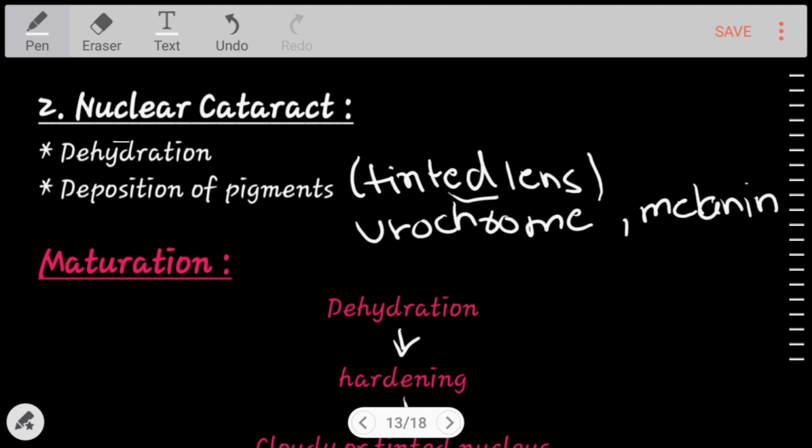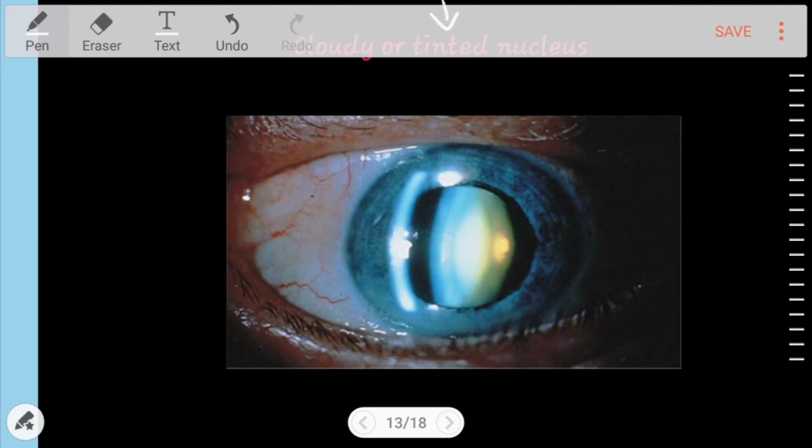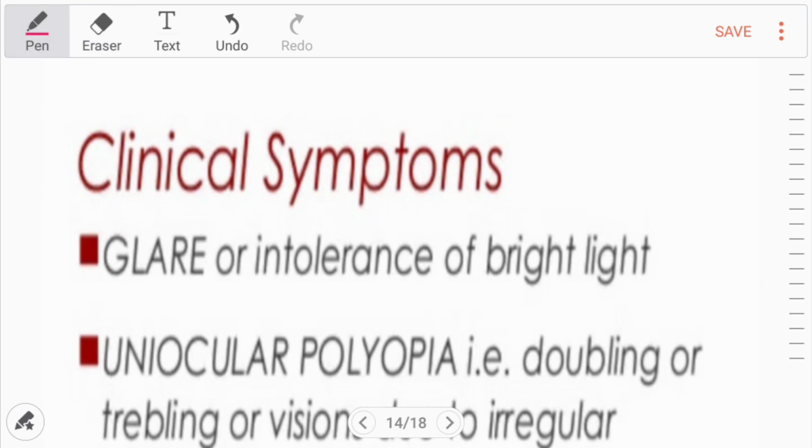Nuclear cataract etiology: dehydration of the lens, increase in water-insoluble protein, but total protein remains the same. Deposition of pigments like urochrome and melanin, which result in a tinted lens. Maturation: due to dehydration, the lens becomes hard and inelastic, which results in clouding or tinting of the nucleus.